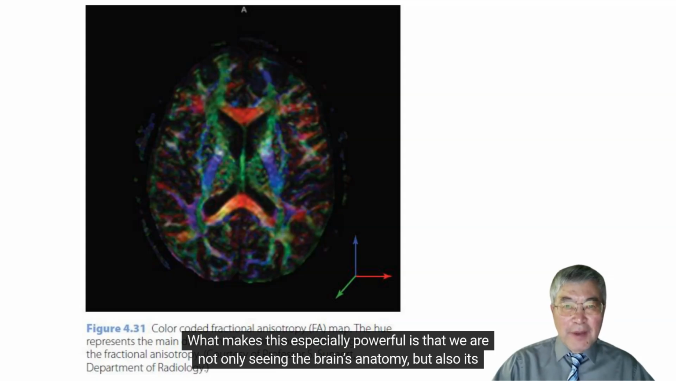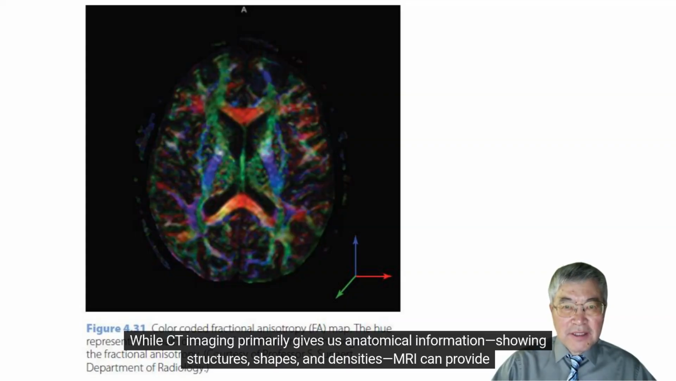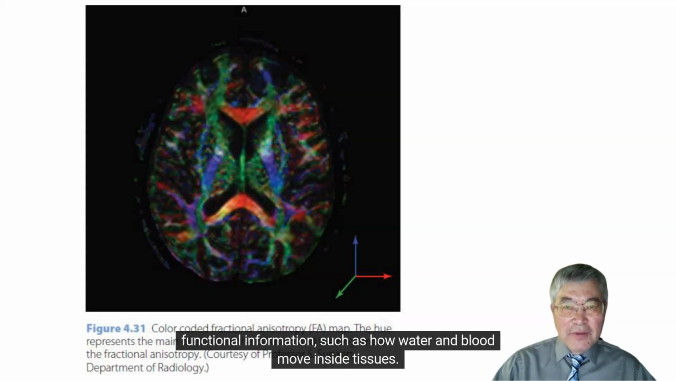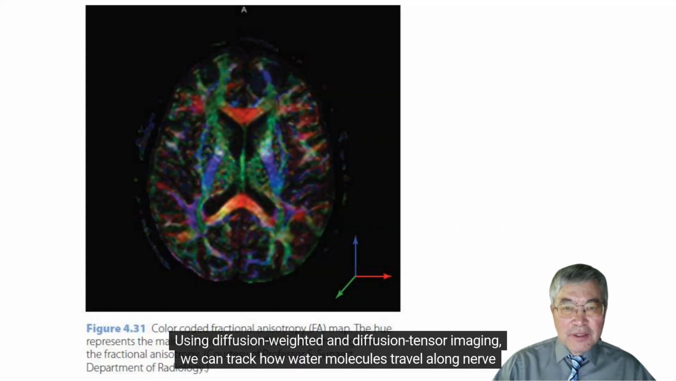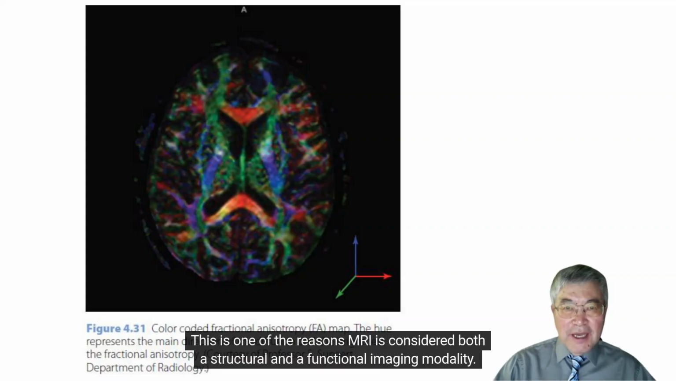What makes this especially powerful is that we are not only seeing the brain's anatomy, but also its function and connectivity. While CT imaging primarily gives us anatomical information, showing structures, shapes, and densities, MRI can provide functional information, such as how water and blood move inside tissues. Using diffusion-weighted and diffusion-tensor imaging, we can track how water molecules travel along nerve fibers, revealing the brain's communication pathways. This is one of the reasons MRI is considered both a structural and a functional imaging modality.